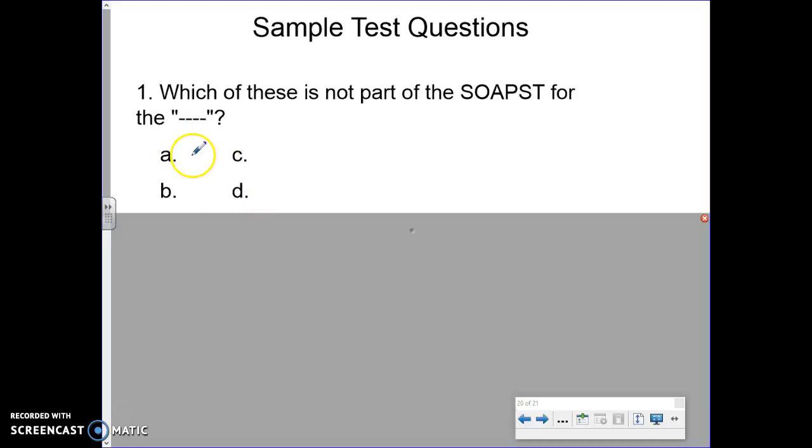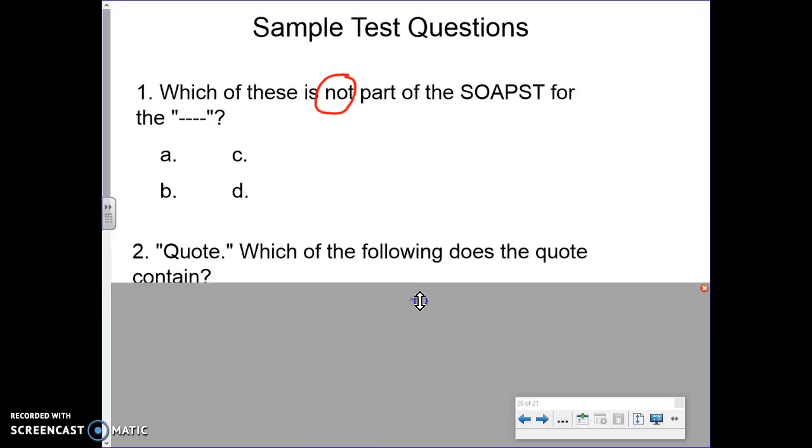So maybe I might list something to do with occasion, something to do with speaker, subject, tone. You would pick which one of these is not part of the SOAPSTone. Okay, so keep in mind and reference this idea of certain adverbs like not, because those are important in your text.